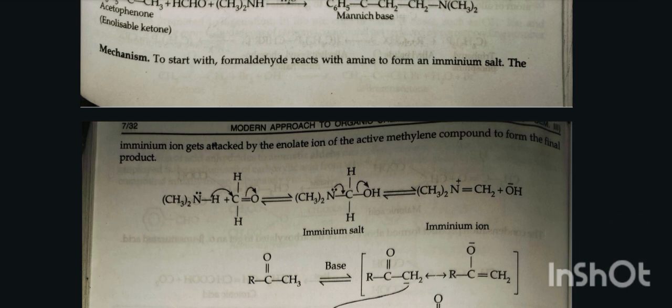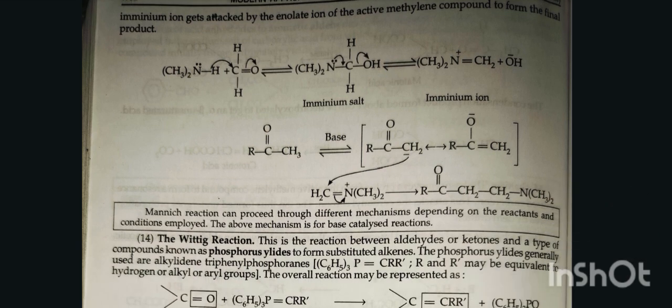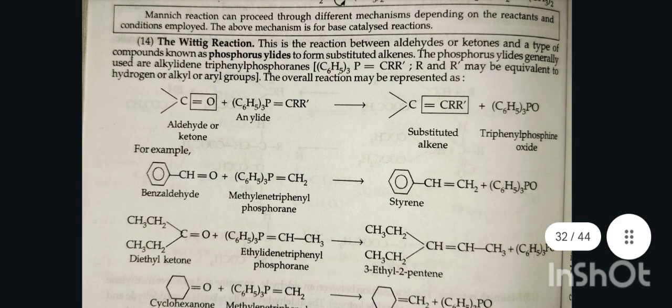Mechanism: to start with, formaldehyde reacts with amines to form an iminium salt. The iminium ion gets attacked by the enol ions of the active methylene compound to form the final product. Mannich reaction can proceed through different mechanisms depending on the reactant and conditions employed. The above mechanism is for base catalyzed reaction.